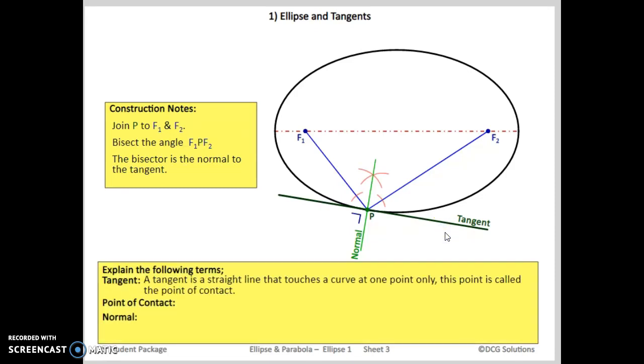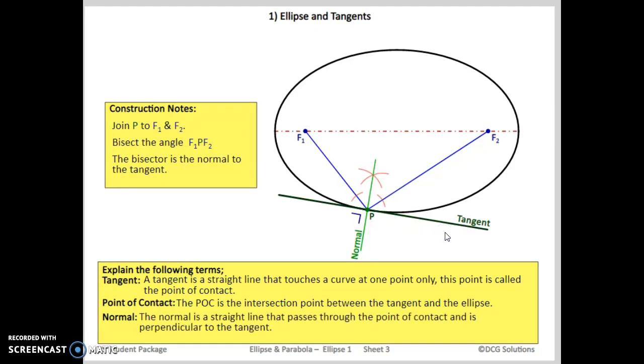A tangent is a straight line that touches a curve at one point only. This point is called the point of contact. The point of contact is the intersection point between the tangent and the ellipse. The normal is a straight line that passes through the point of contact and is perpendicular to the tangent.